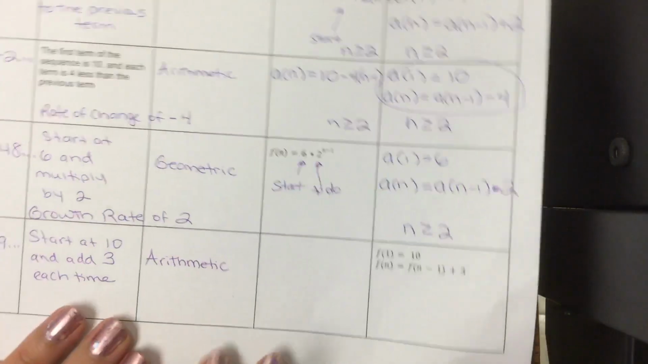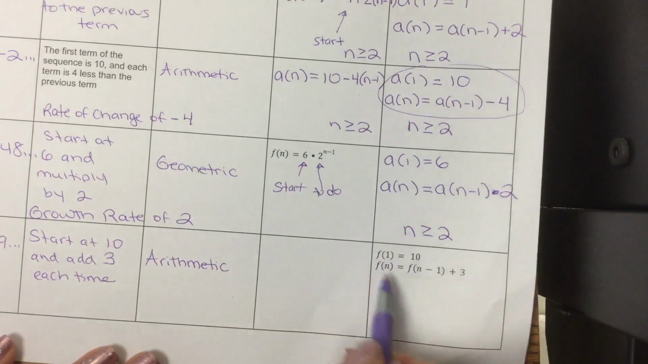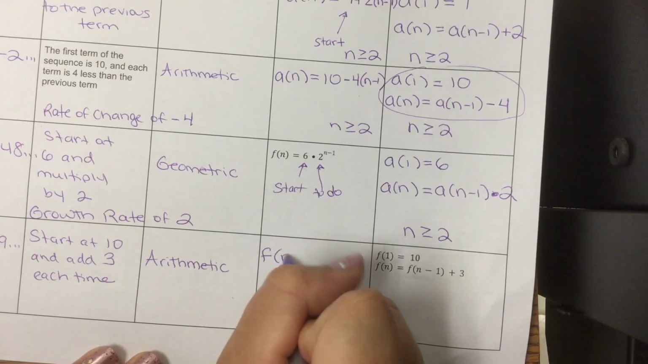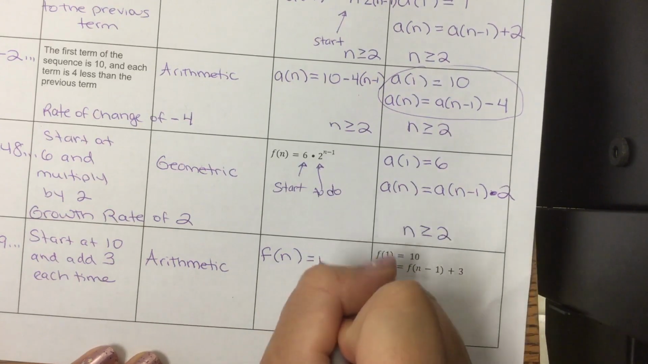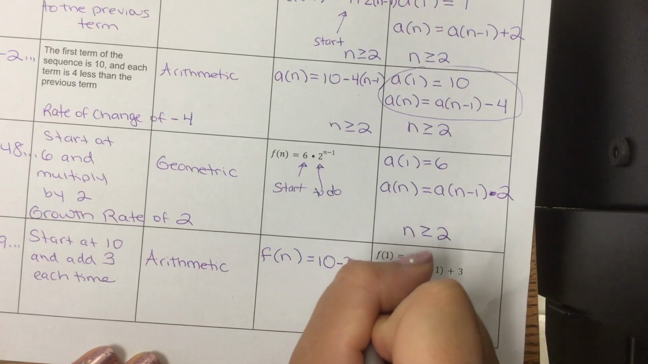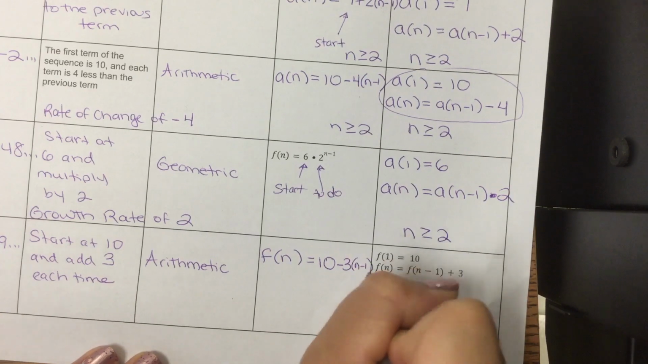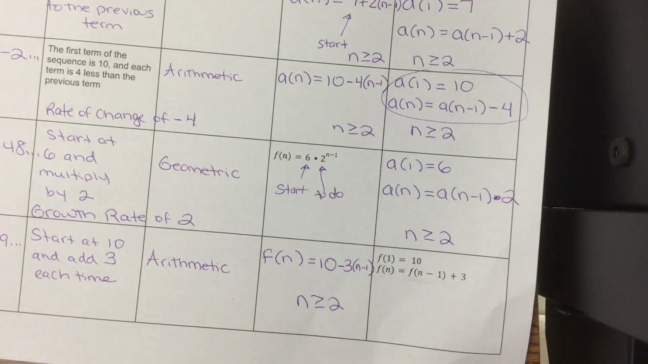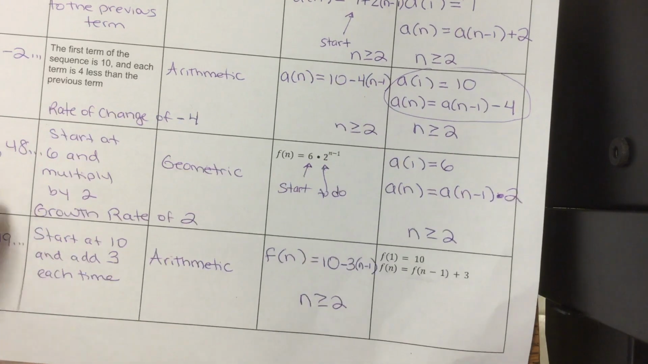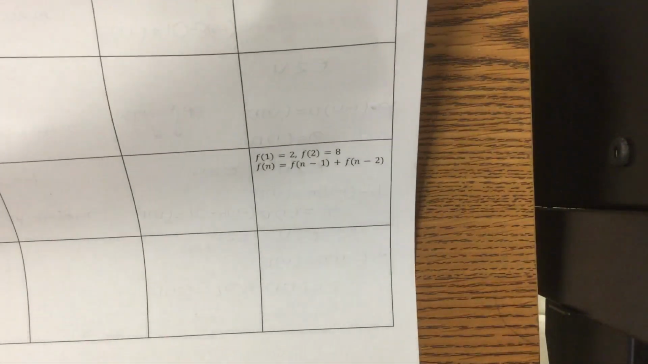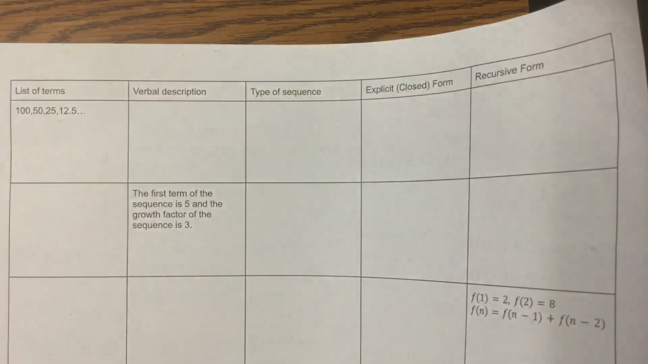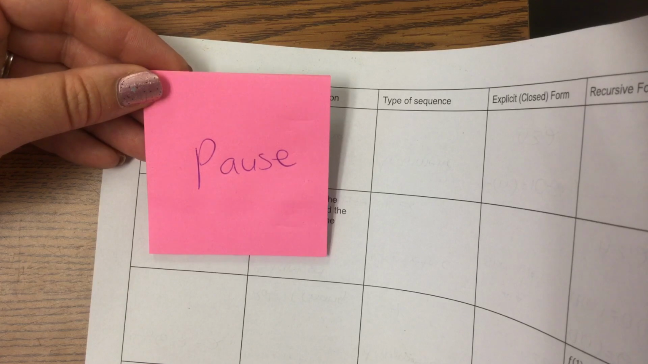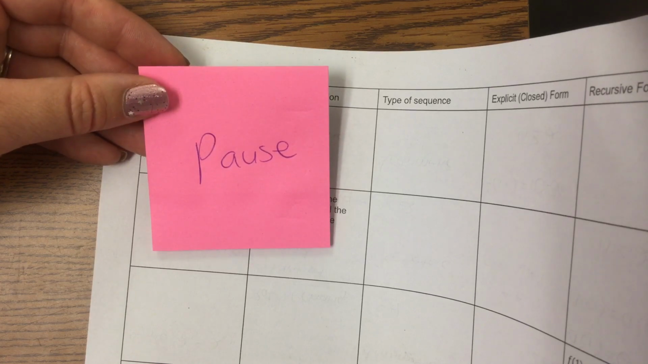All right, so how do I write that in closed form? This was called F. I'm just going to call it F over here. F of n equals 10, and I'm subtracting 3 n minus 1 times for n is greater than or equal to the second term. All right, so there are 4 more examples on the back. So what I would do is pause the video, and I am going to come back and show you the answers kind of all at once.